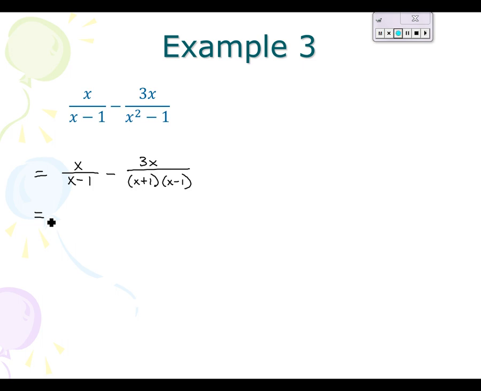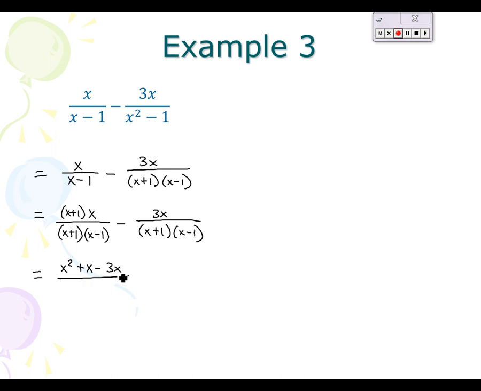So what do we need to do? Help me out. Multiply what? By this first fraction over here, right? We need to have this be x plus 1 times x over x plus 1 times x minus 1. And then now you can just add the top and bottom, right? Up to here we have x squared plus x minus 3x all over x plus 1, x minus 1. Combining like terms up top, we get x squared minus 2x over, you could write x squared minus 1 if you want on the bottom, that'd be fine, whatever.